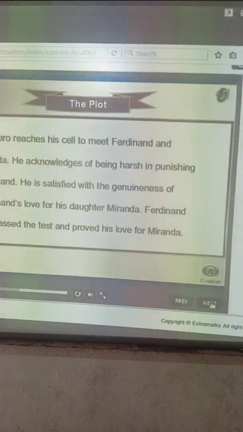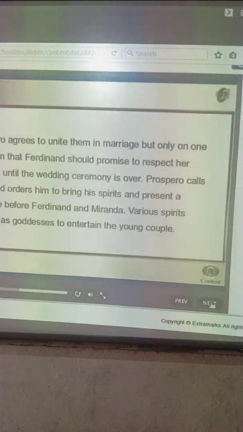Now let us acquaint ourselves with the plot of the scene. Prospero reaches his cell to meet Ferdinand and Miranda. He acknowledges being harsh in punishing Ferdinand. He is satisfied with the genuineness of Ferdinand's love for his daughter Miranda. Ferdinand has passed the test and proved his love for Miranda. Prospero agrees to unite them in marriage, but only on one condition, that Ferdinand should promise to respect her chastity until the wedding ceremony is over.